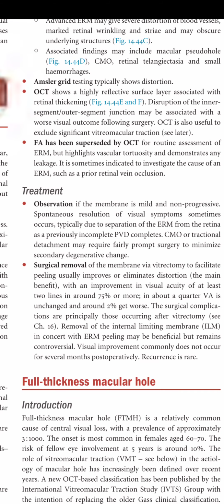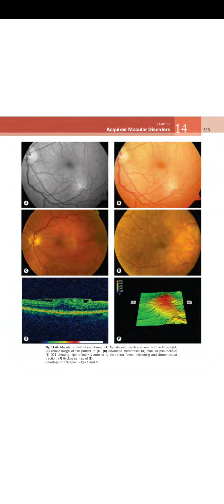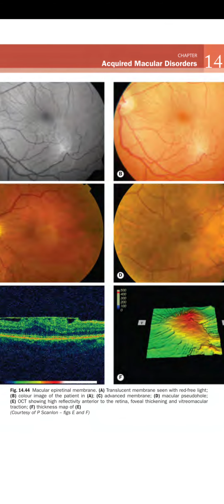Then there is a full thickness. So you can see this figure. There is a macular epiretinal membrane. A is showing a translucent membrane seen with red-free light. So this is a membrane, and you can see there is a puckering of the macular area. And B is showing a color image of the patient in A. So this is a membrane, and you can see this is a whitish sheen.